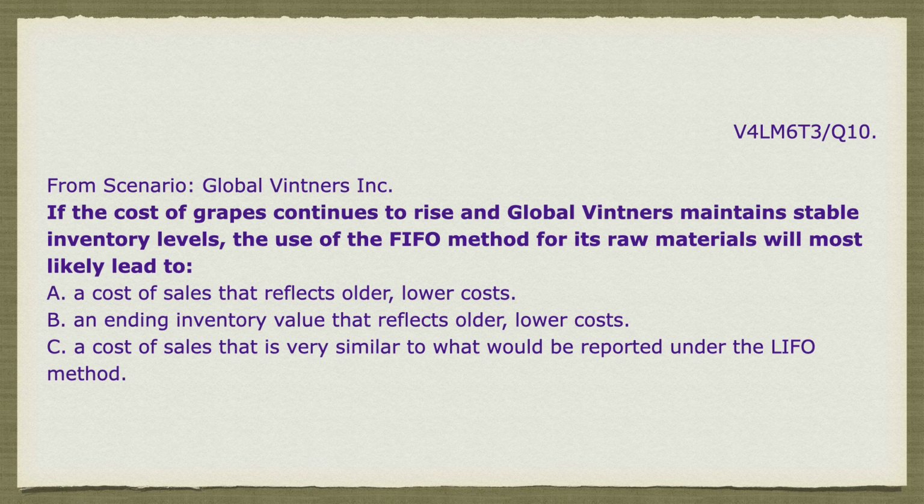From Scenario, Global Vintners Incorporated. If the cost of grapes continues to rise and Global Vintners maintains stable inventory levels, the use of the FIFO method for its raw materials will most likely lead to A. A cost of sales that reflects older, lower costs. B. An ending inventory value that reflects older, lower costs. C. A cost of sales that is very similar to what would be reported under the LIFO method.